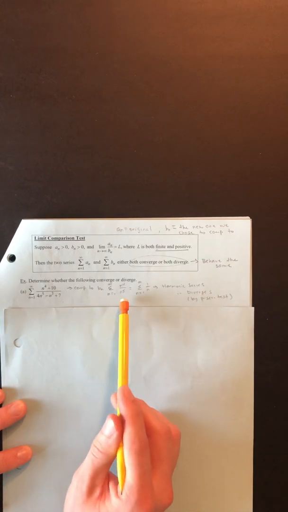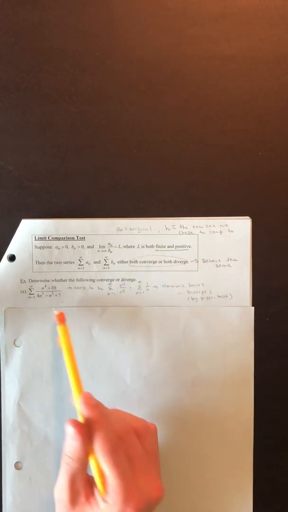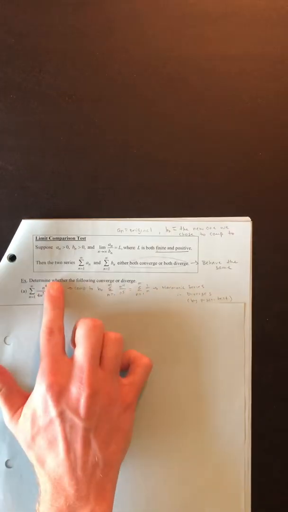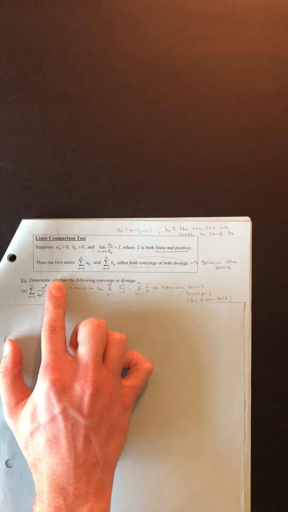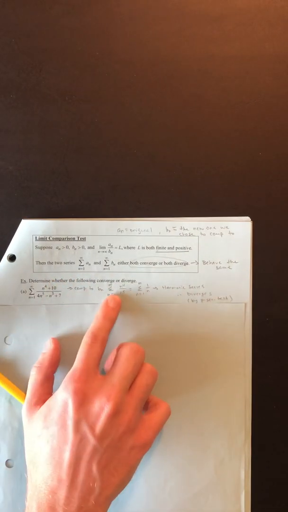So let's compare this to n to the fourth over n to the fifth. This is, again, the simplest version of this original. You definitely disregard any of the extra stuff. You just find the biggest term in the top and the biggest term in the bottom. You can put the 4 in the denominator if you want. It's not necessary. It's not going to change whether that limit is finite and positive or not.